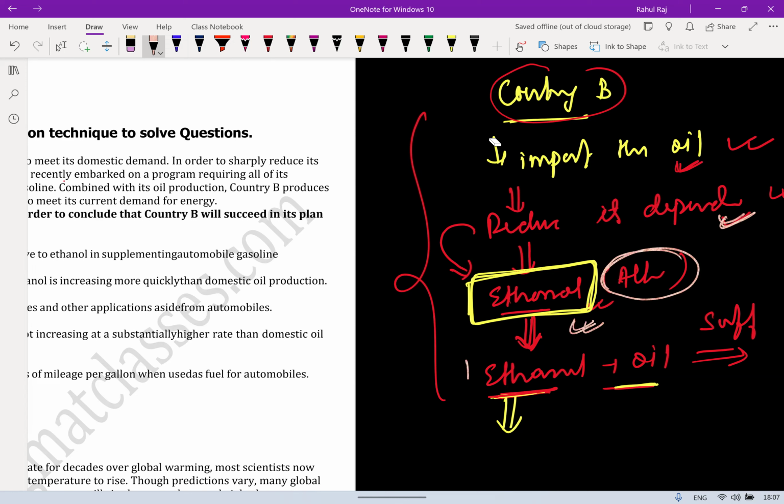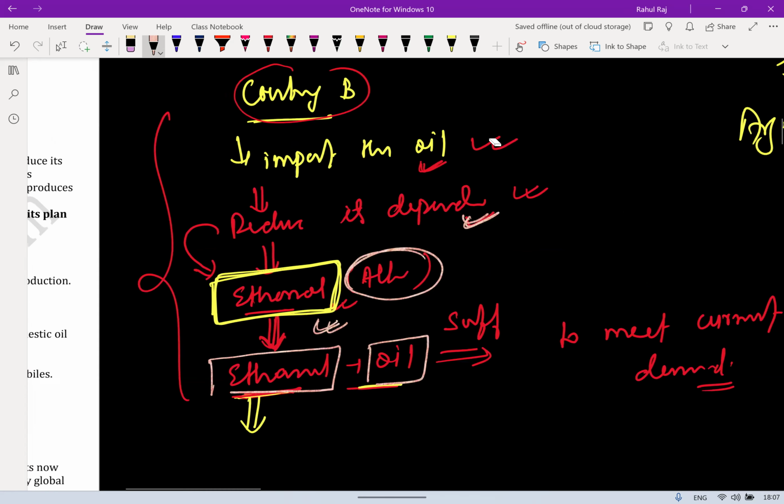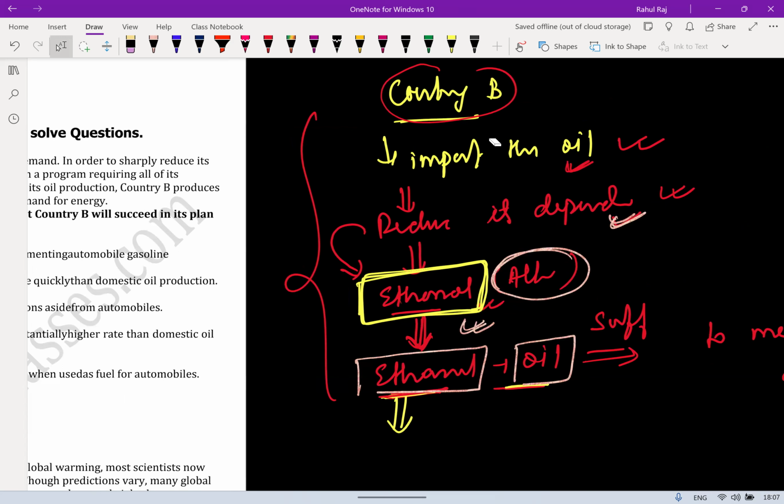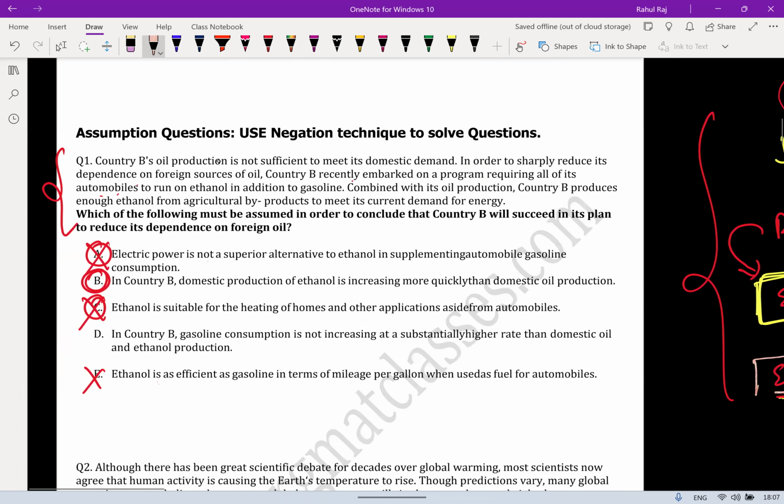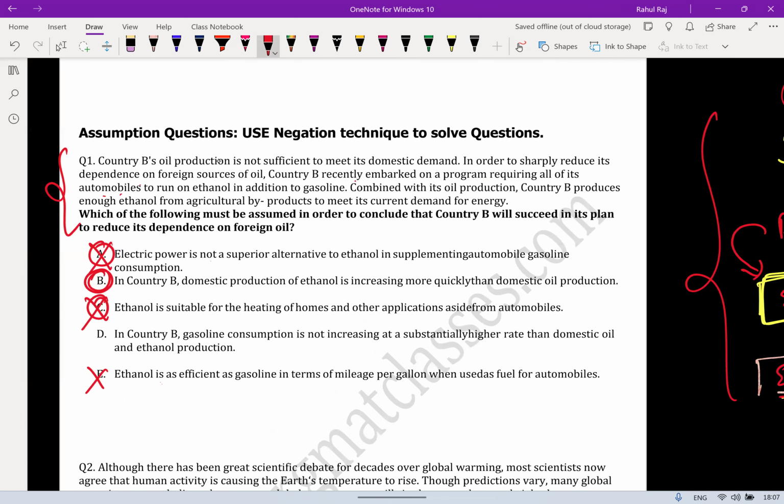And then the argument comes down directly to a conclusion that ethanol plus oil is sufficient to meet the current demand. Agreed? So choosing option C and option E would be a sure shot disaster, considering that there is no discussion about whether ethanol is suitable for heating homes, or what the efficiency of ethanol is. How does it matter to me? It says ethanol plus oil is sufficient to meet the current demand. Whatever the mileage be, it does not matter at all.